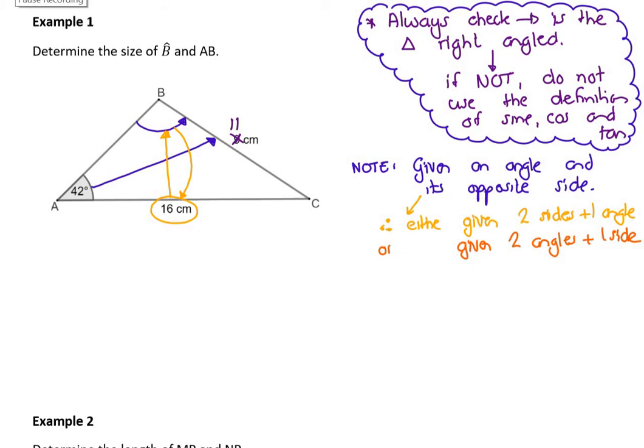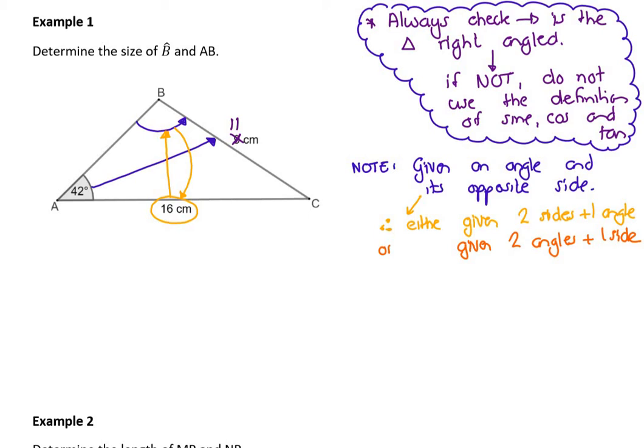So I've written myself a note there that says I have to either be given two sides and one angle, because then I have one pair and an angle, so I can work out its opposite pair, or I have to be given two angles and one side, and then I can work out a second side. Again, that might be too much information, so let's have a look at this example.